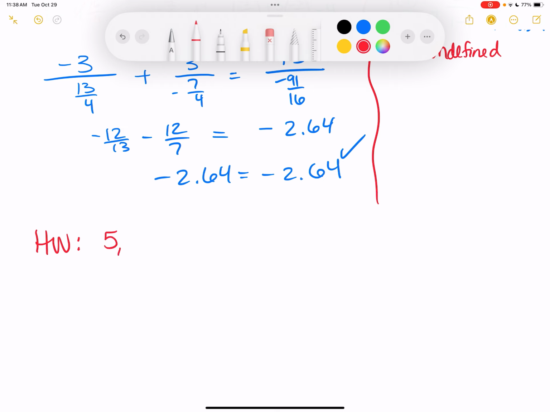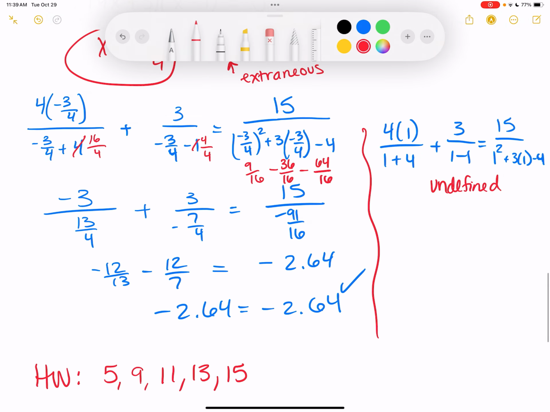5, 9, 11, 13 and 15. So you need to check them. If you use your calculator to check them, like I ended up doing in this one, that's fine, if they're like a weird number, but make sure you actually show that you did check them.